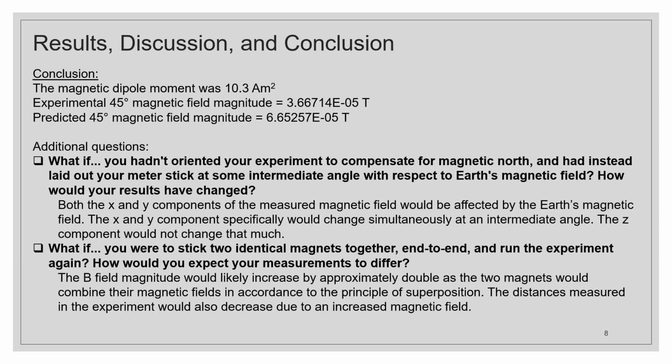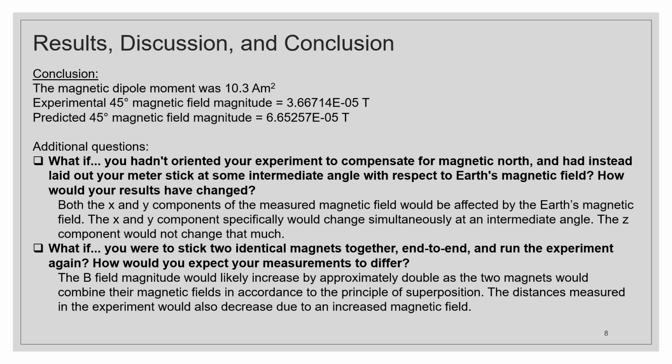For the additional questions, what if you hadn't oriented your experiment to compensate for magnetic north and had instead laid it out at some intermediate angle? Both the x and y components of the measured magnetic field would be affected by the Earth's magnetic field. The x and y components specifically would change simultaneously at an intermediate angle, but the Z component would not change that much because the magnetometer was kept on a flat surface and not moved up or down.